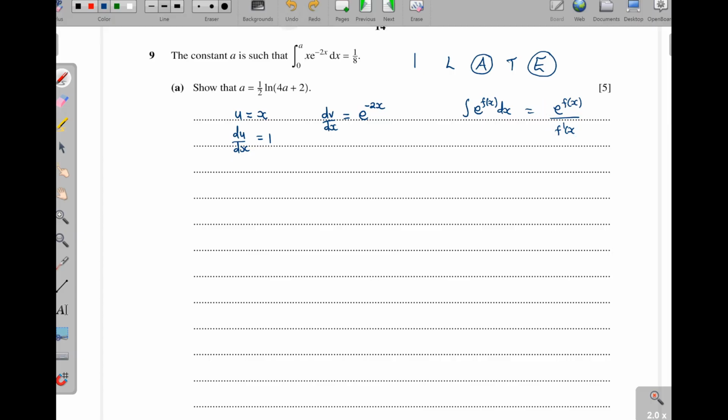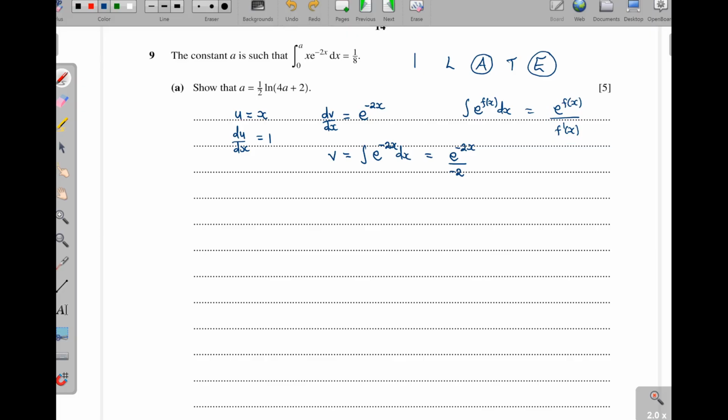Now, this is integration. So our v is going to be the integral of e to the power of negative 2x dx. Now, here, we differentiate this one here, we shall get a negative 2. So you'll get e to the power of negative 2x, then we divide by a negative 2. You see that? What we are having here.